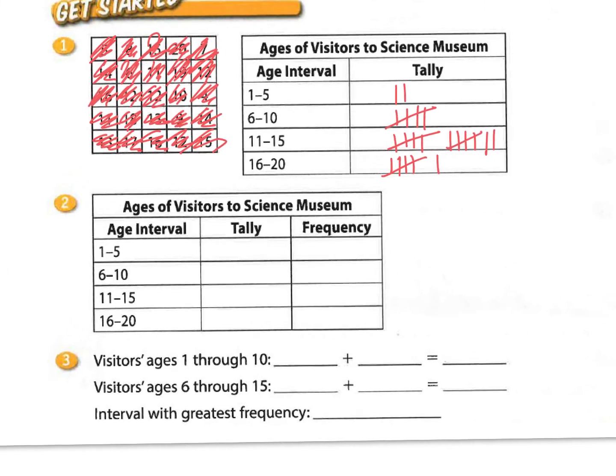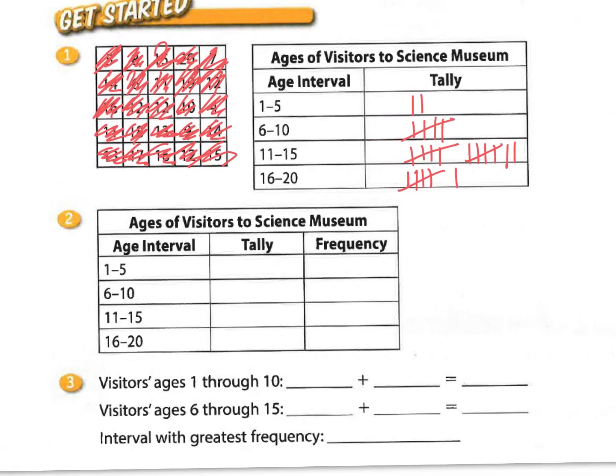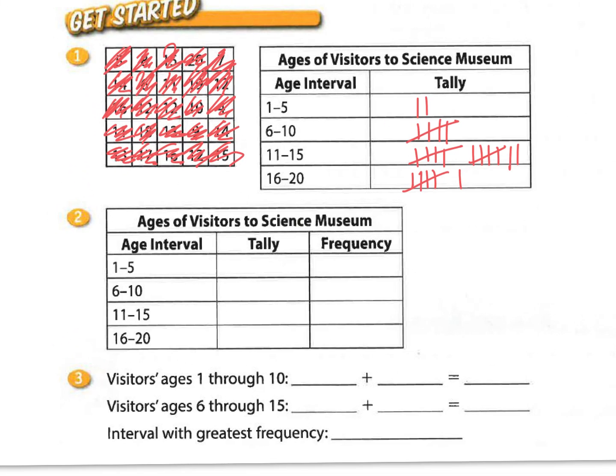Now if we transfer that to here, we have the tally. We have 1, 2, so the frequency is 2. For 6 to 10, it was up here, so 1, 2, 3, 4, 5 is 5. This was 1, 2, 3, 4, 5, 6, 7, 8, 9, 10, 11, 12, and the frequency is 12. And then 16 to 20 was 1, 2, 3, 4, 5, 6.